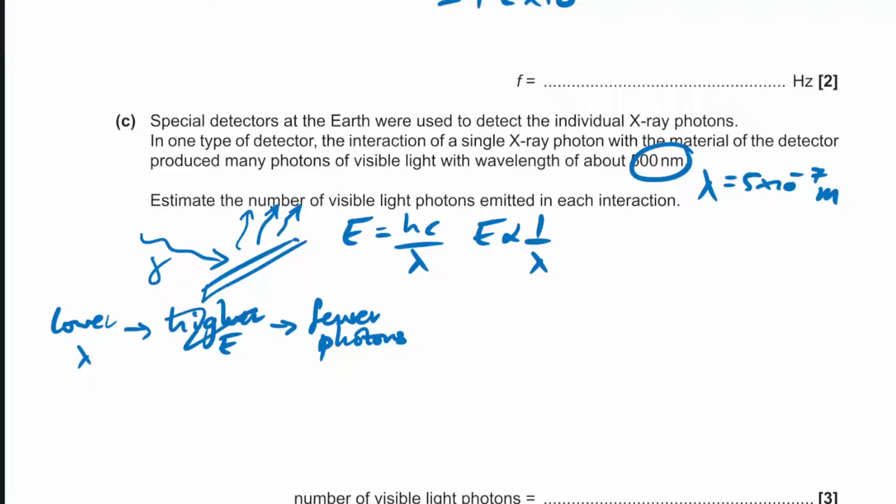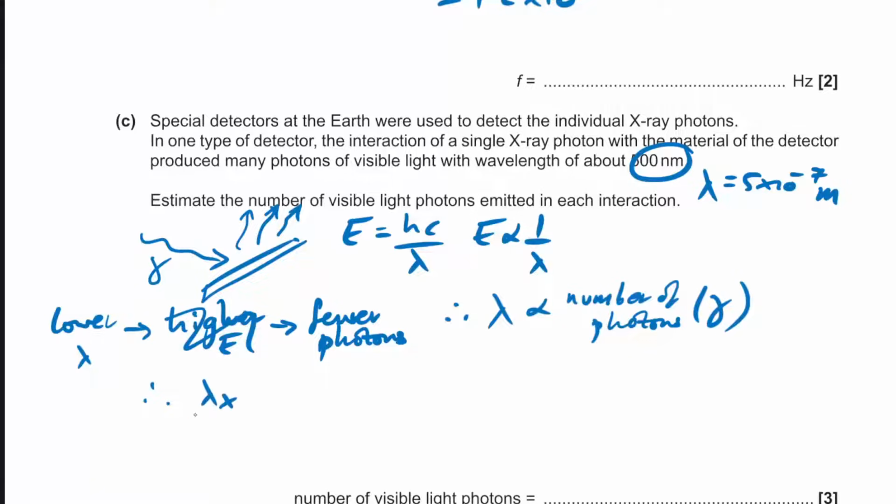So actually, cutting out the middleman, we can say that wavelength and number of photons are proportional to each other. The greater the wavelength, the more photons you'll have produced because they each have less energy. I'm going to call that gamma, why not? So the wavelength of the X-rays over the wavelength of the visible photons is equal to the number of photons for the X-rays divided by the number of photons for the visible light. Oh, I should have flipped that on its head, shouldn't I? Let's swap that around real quick.